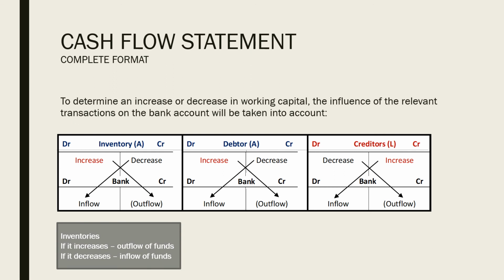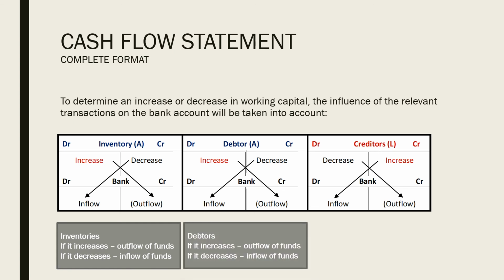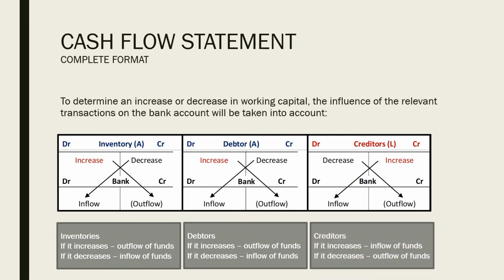Okay, so for inventory, just to summarize, if our inventory is increasing, it's causing an outflow of funds. If it decreases, there was an inflow of funds. In terms of our debtors, if there is an increase, that constitutes an outflow of funds. But if it decreases, it will cause an inflow of funds. And with your creditors, if it increases, it causes an inflow of funds. And if it decreases, it causes an outflow of funds.